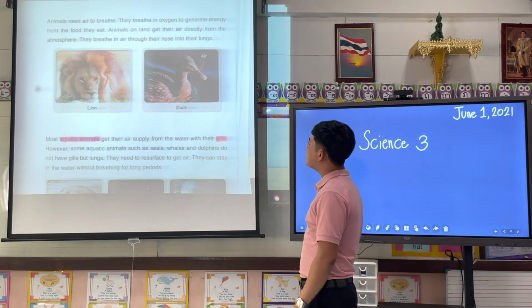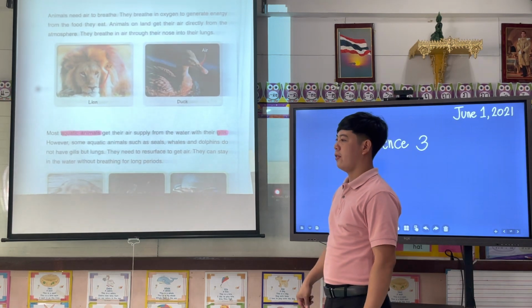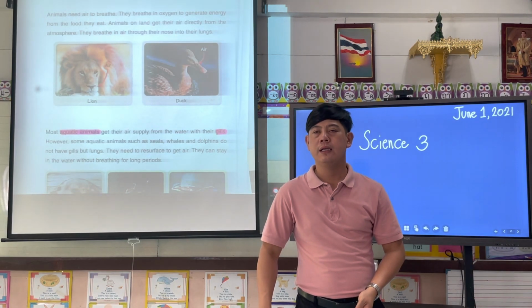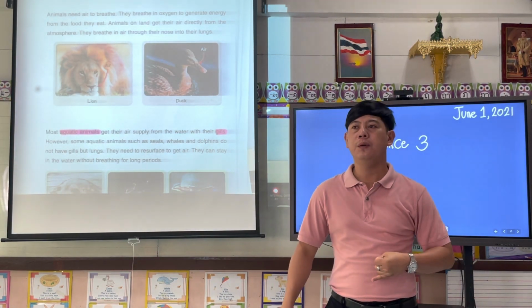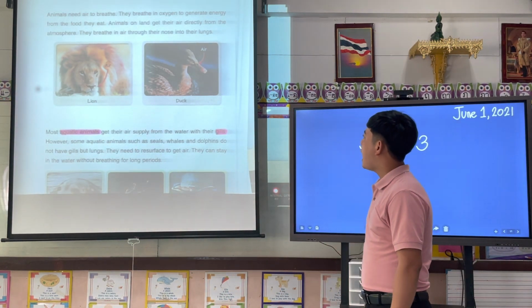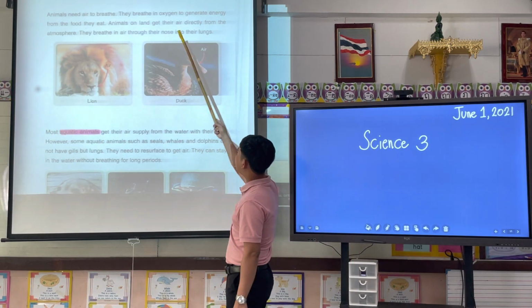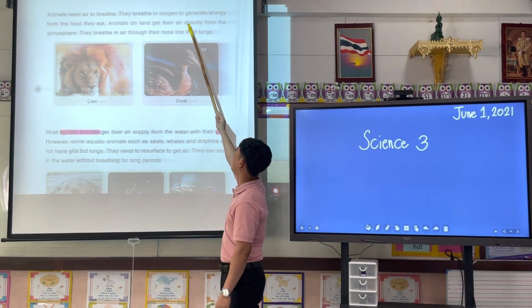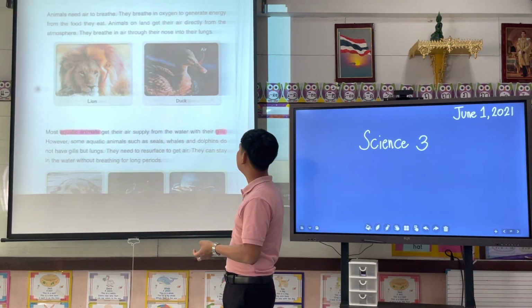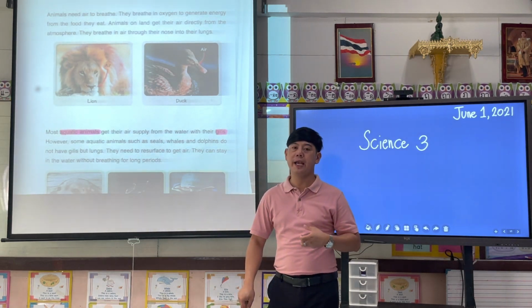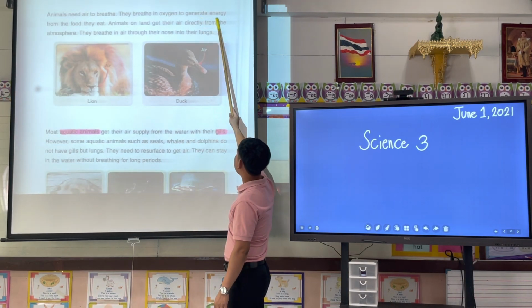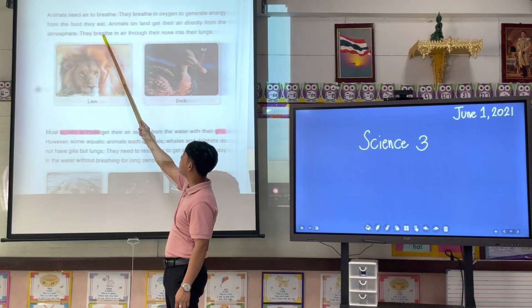Okay, so animals need air to breathe. So we need air to breathe. So food, water, and the last basic need is air. Animals need air to breathe. They breathe in oxygen and release carbon dioxide. They use oxygen to generate energy from the food they eat.